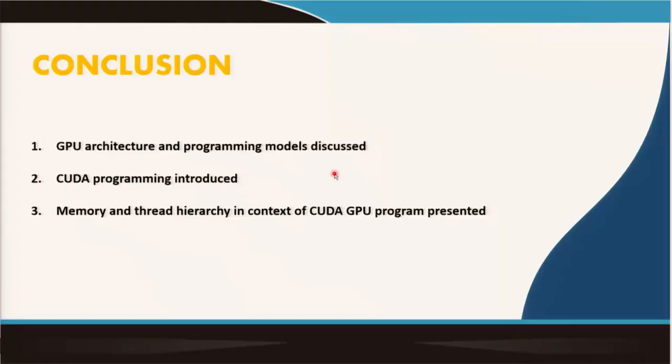Well, so the conclusion is we have discussed GPU architecture and programming models, introduced CUDA while discussing the GPU programming model, and the memory and thread hierarchy in CUDA and GPU programs were presented. In the next class, we will look into CUDA in detail and we will start looking inside the CUDA programs.